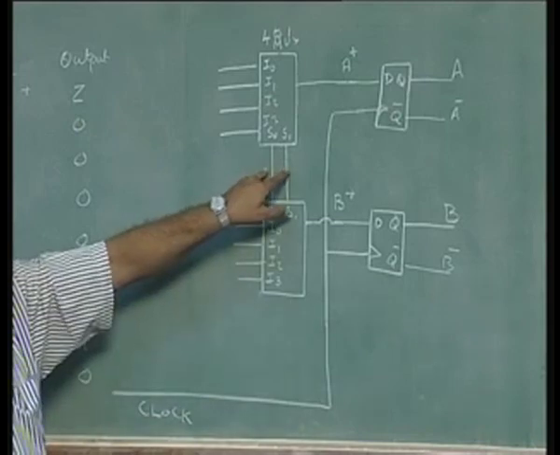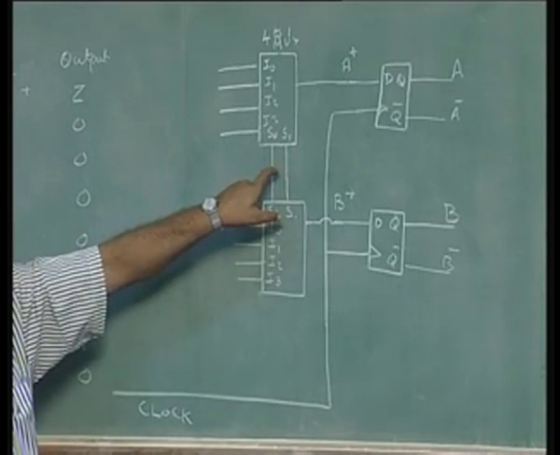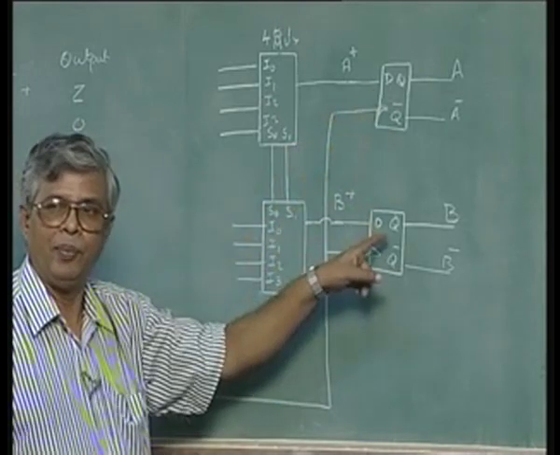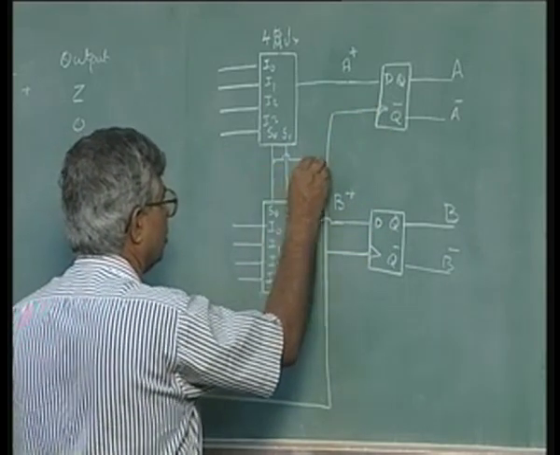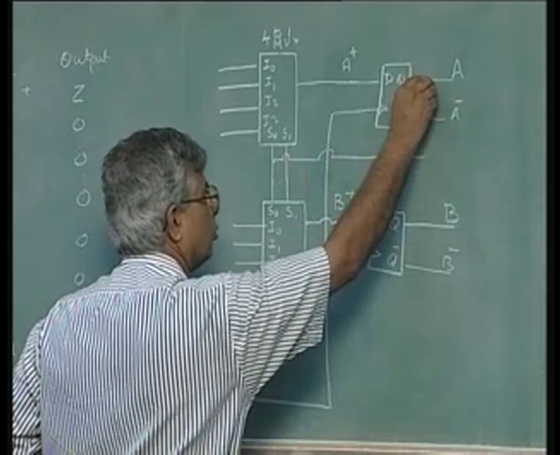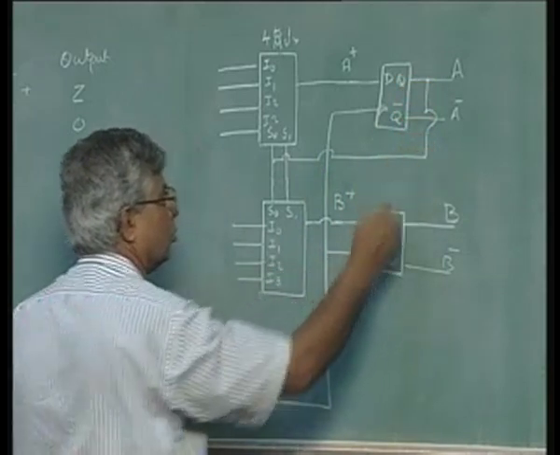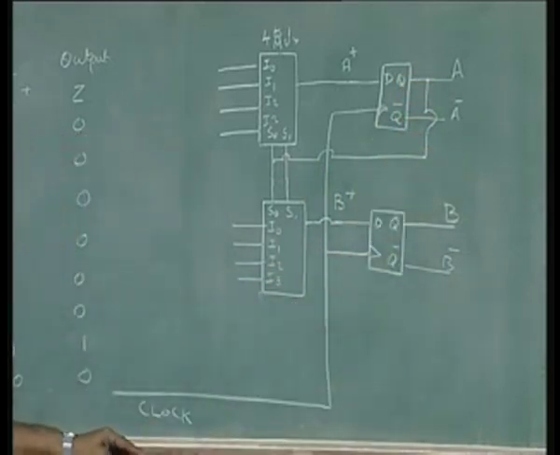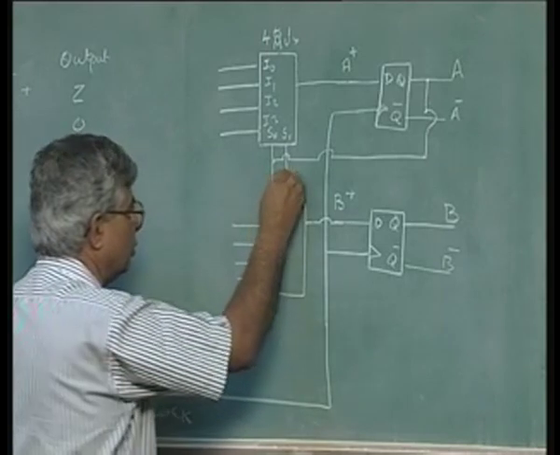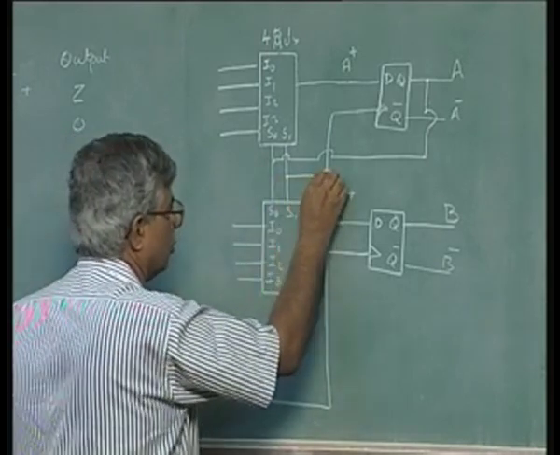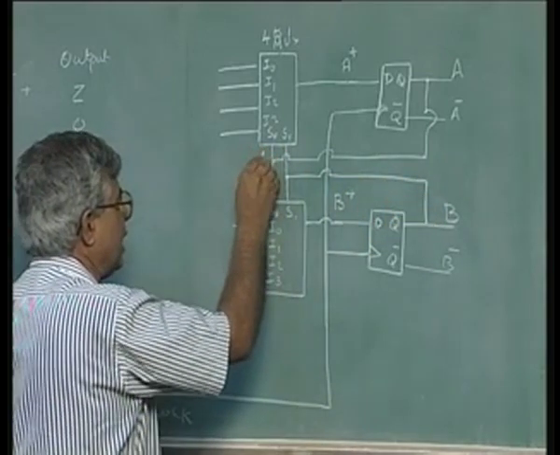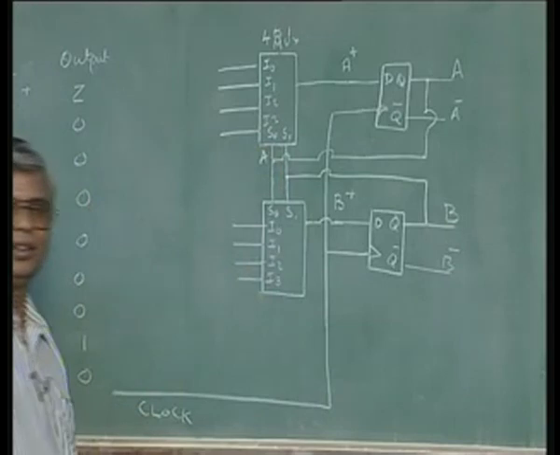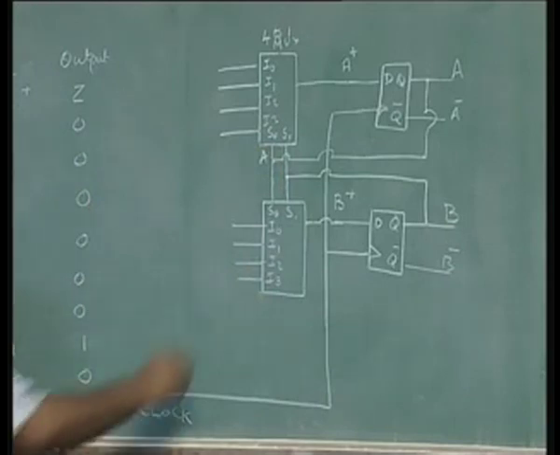How do I get this present state information? The present state information is available in these 2 flip flops. So, I need to connect this S0 to A, and this S1 to B. So, S0 is nothing but the state variable A, and S1 is nothing but the state variable B.